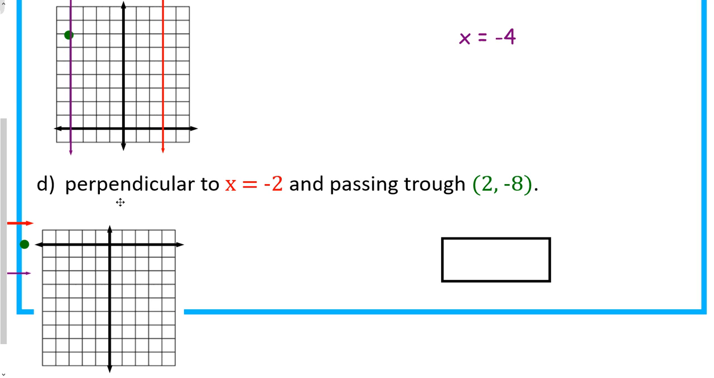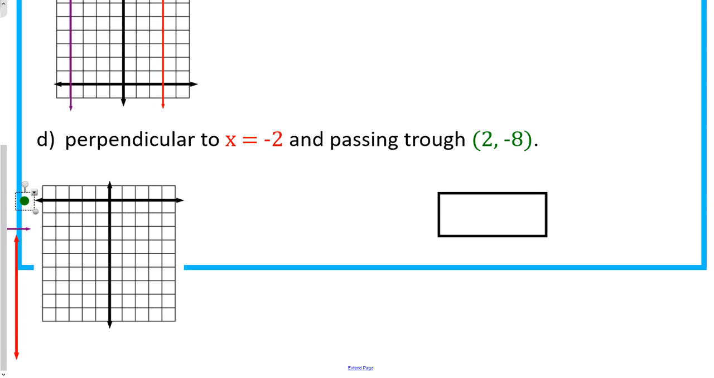What about a line that's perpendicular to x equals negative 2 and passes through 2, negative 8? All right, so x equals negative 2, what does that look like? It's a vertical line at x equals negative 2, and it passes through the point 2, negative 8. So where is that on our graph? Over 2 and then down 8. 4, 5, 6, 7, 8.